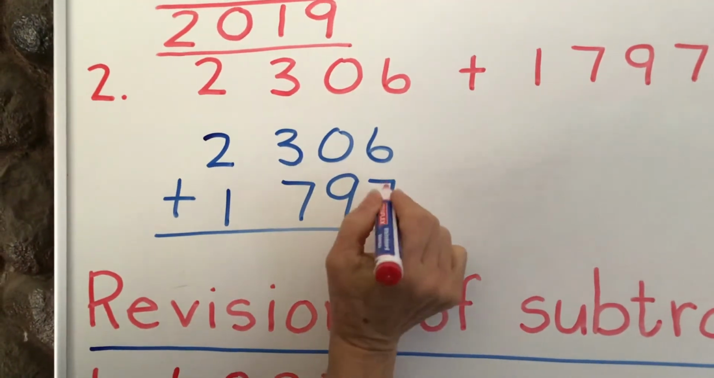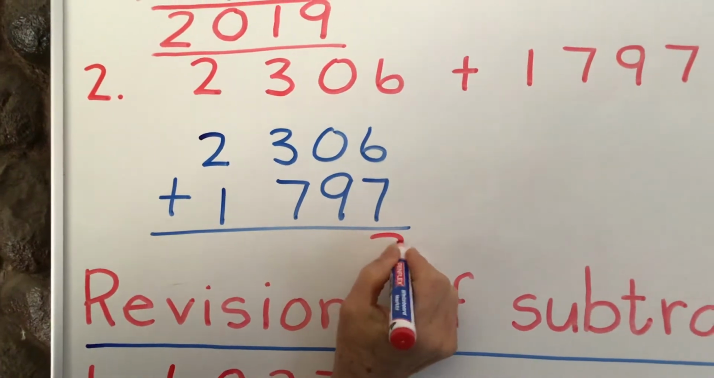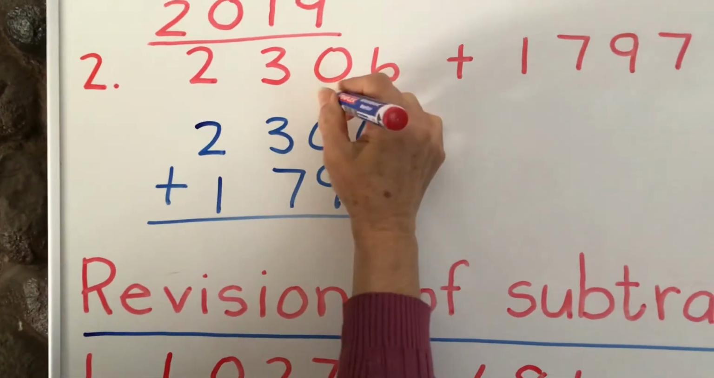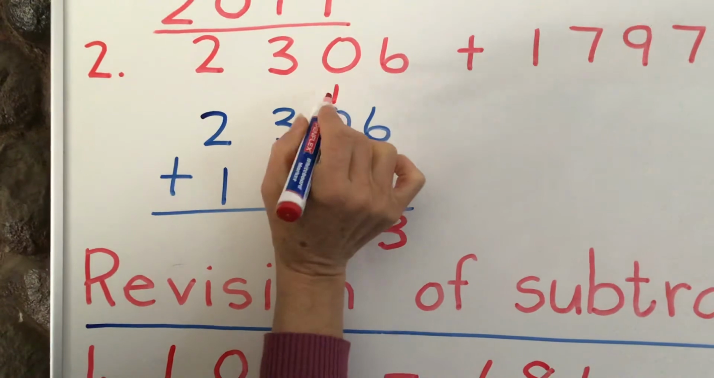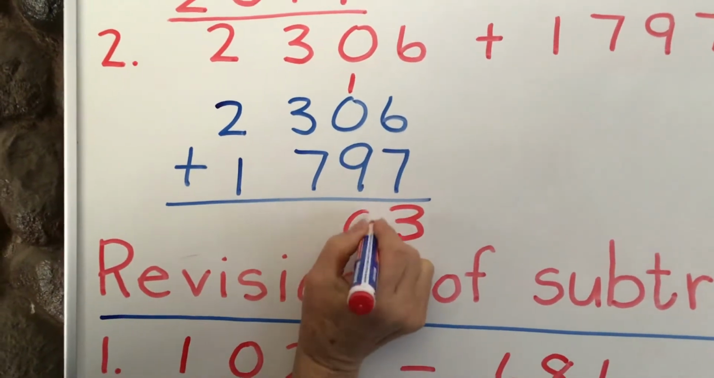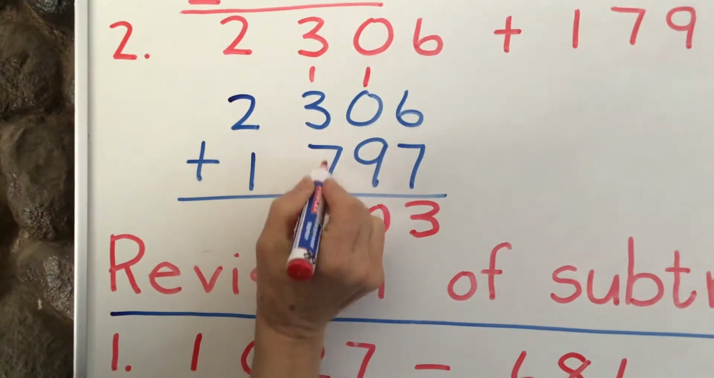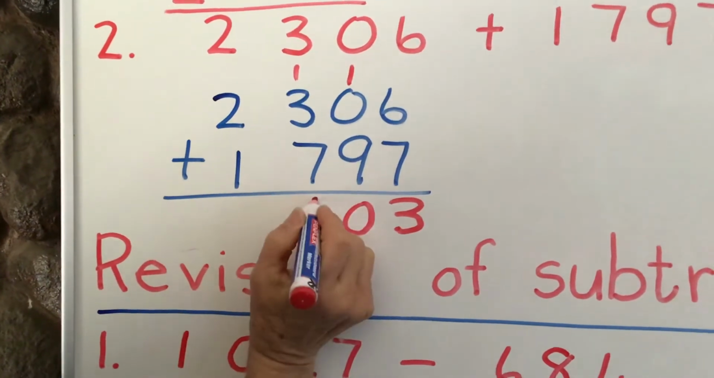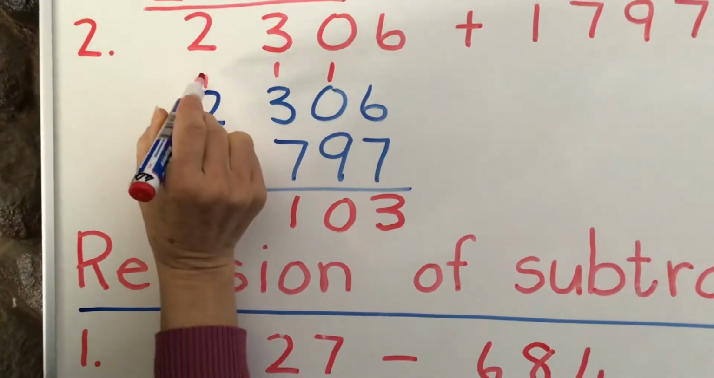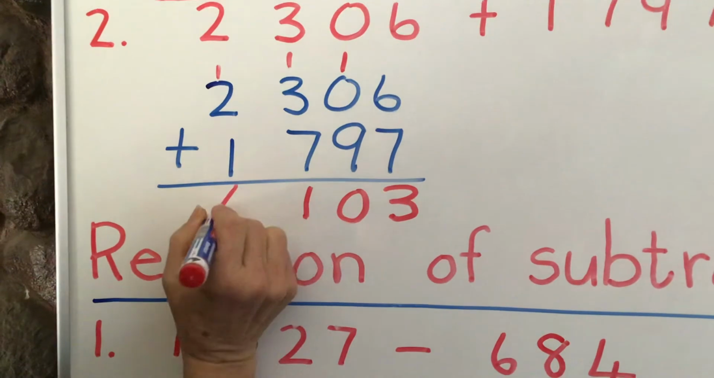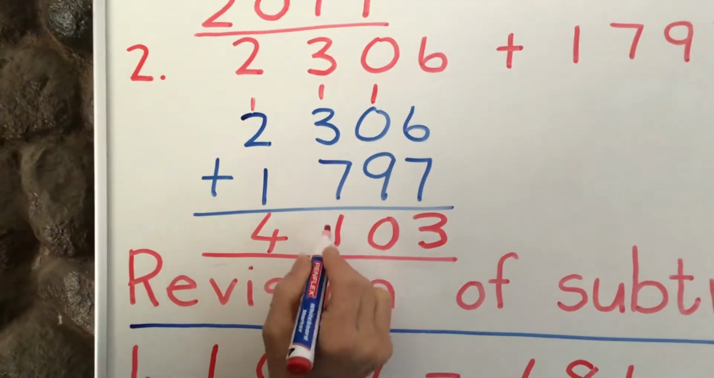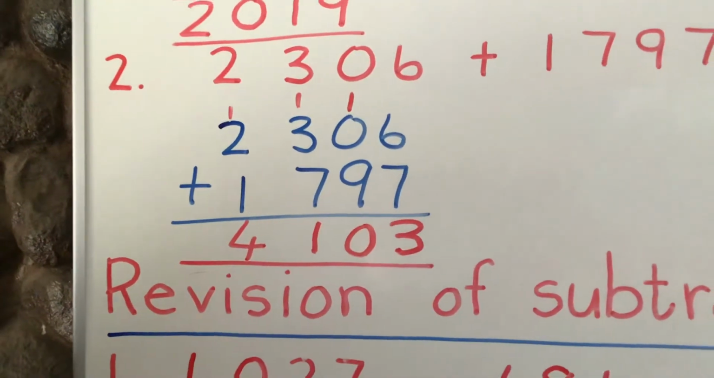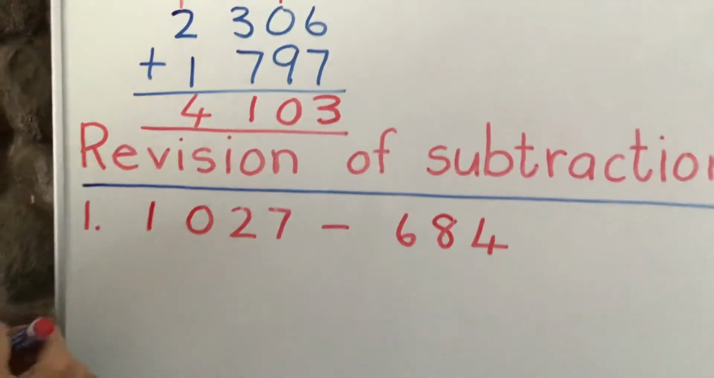Right, 6 plus 3 is, we start, remember, with the units again. 7 plus 6 is 13. Right, put down your 3, carry the 10. 9 plus 1 is 10. Put down a 0, carry a 1. 7 plus 3 is 10 plus 1 is 11. Now, you've got 2 plus 1 is 3 plus 1 is 4. There we go. 4,103. Let's move to the revision of subtraction now.